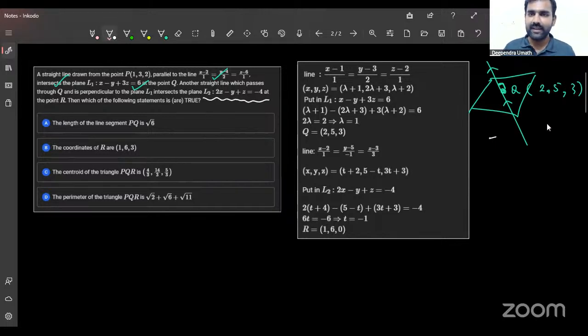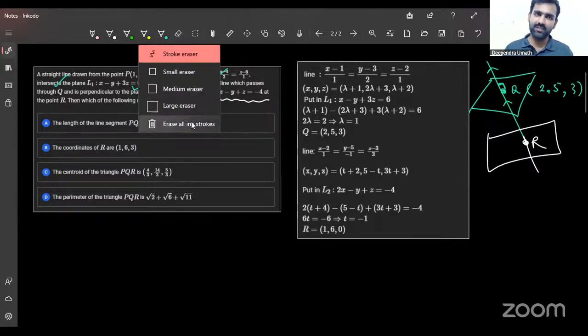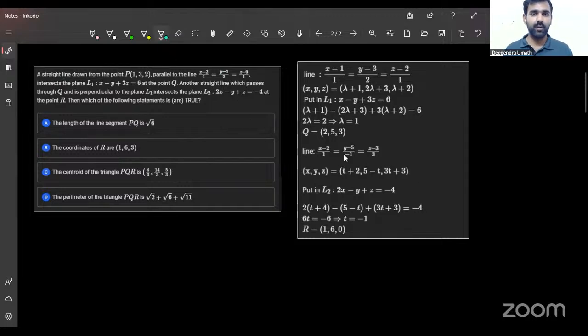This straight line intersects another plane. So let's say this straight line is intersecting another plane at point R. So I need to find the point R now. I hope the same process needs to be followed. So when you apply the same process, the equation of the line is going to be x minus 2, y minus 5, z minus 3 upon 1, minus 1 and 3 from here. I hope you all have understood it very clearly.